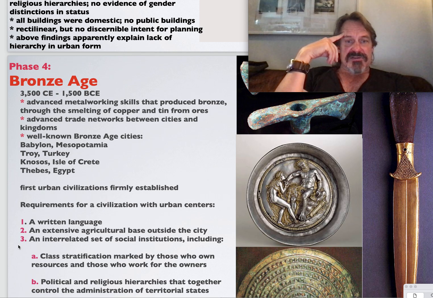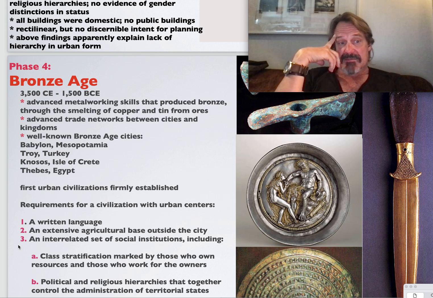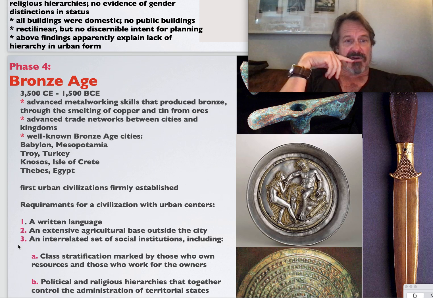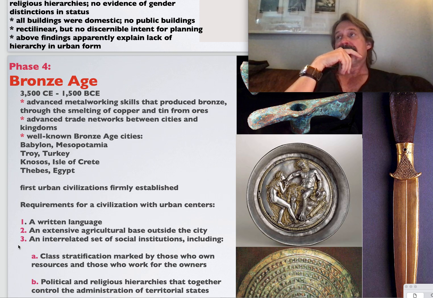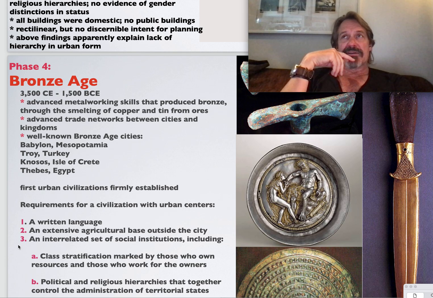A civilization with urban areas, you have to have, these are the algorithms, and we're considering it as a work of art. A written language, an extensive agricultural base outside the city to feed it. We still do, as we pointed out, dependent upon our petroleum, post-peak oil.